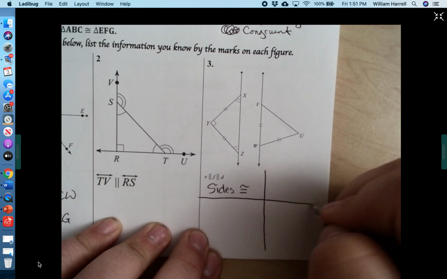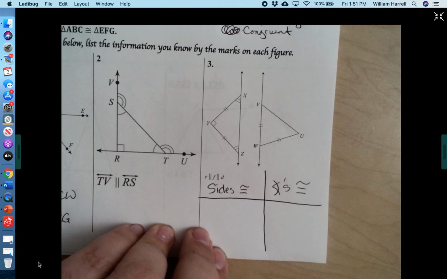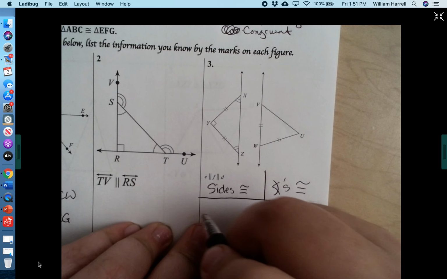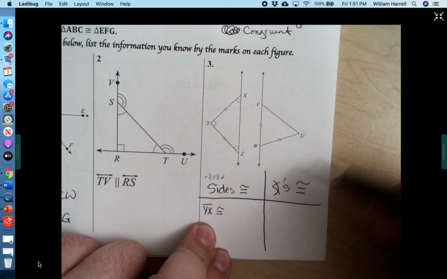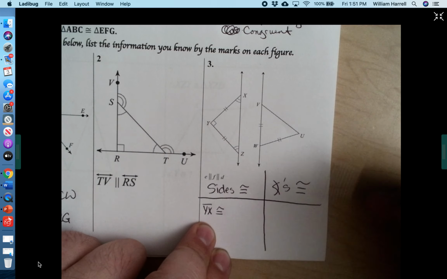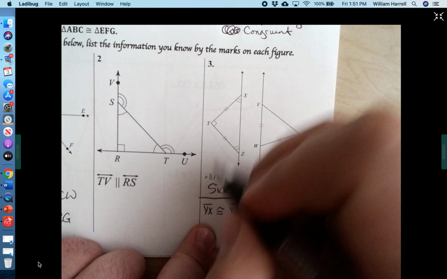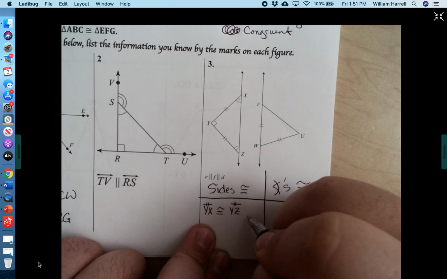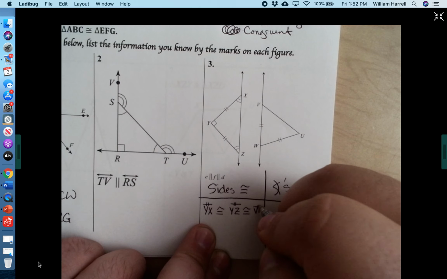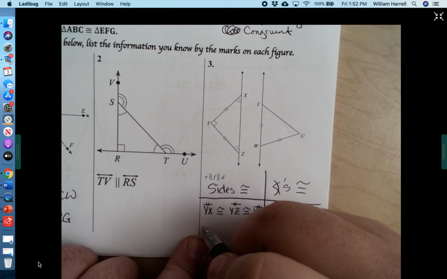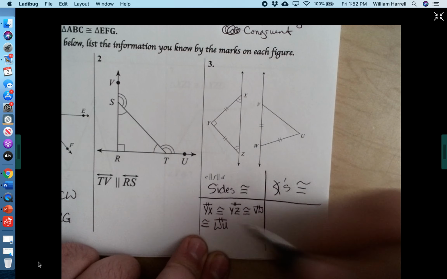Alright. And then which angles are congruent. So I could say YX is congruent to what other side? I have YZ, right, because it has 2. It's also congruent to VW because it has 2, and it's also congruent to WU because it has 2.